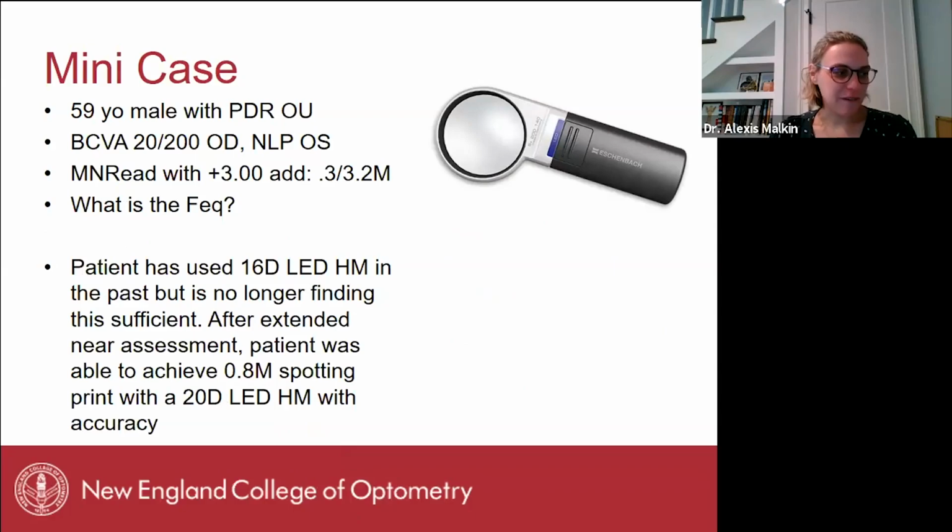This is a patient, a 59-year-old with proliferative retinopathy in each eye. He is monocular, so 2200 in the right eye, no light perception in the left. With his MN read, with a +3 add, he read 3.3 over 3.2 M. So for my FEQ there, I divide my 3.2 by 0.3, so it's 10.66 or 10.67.